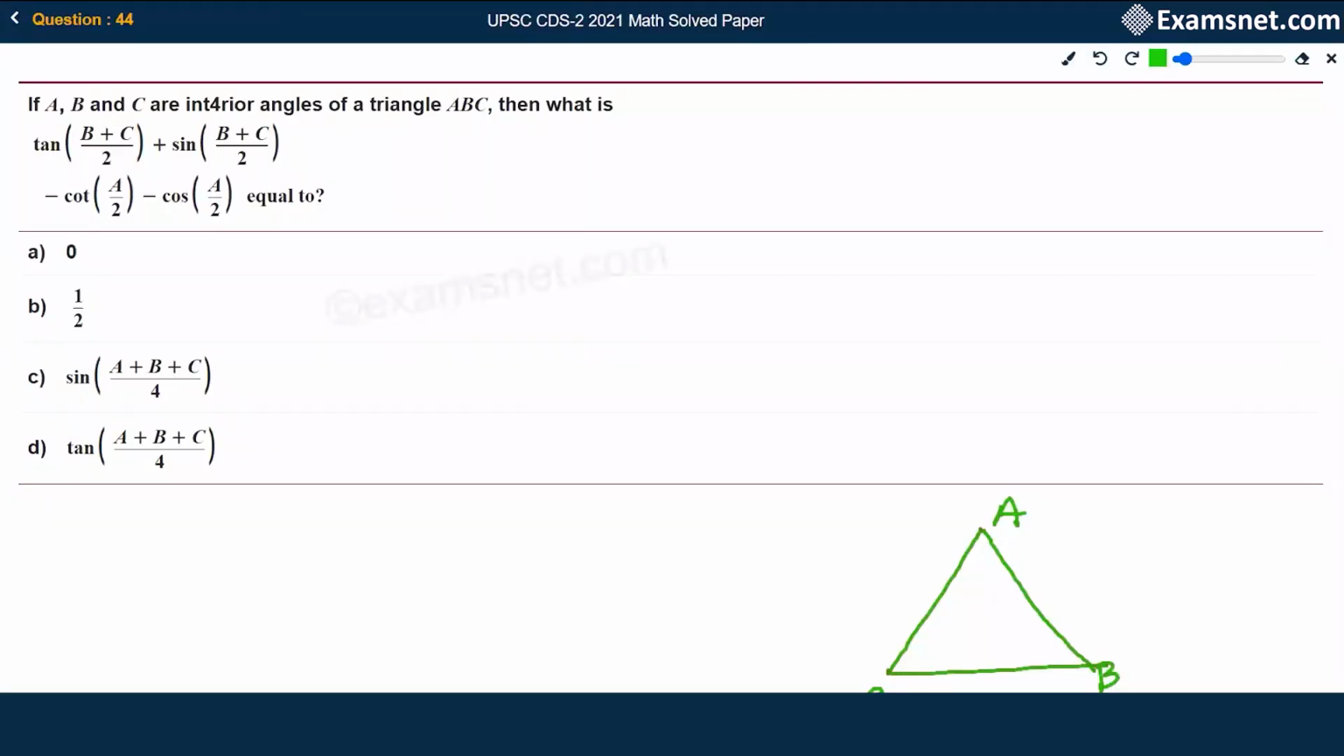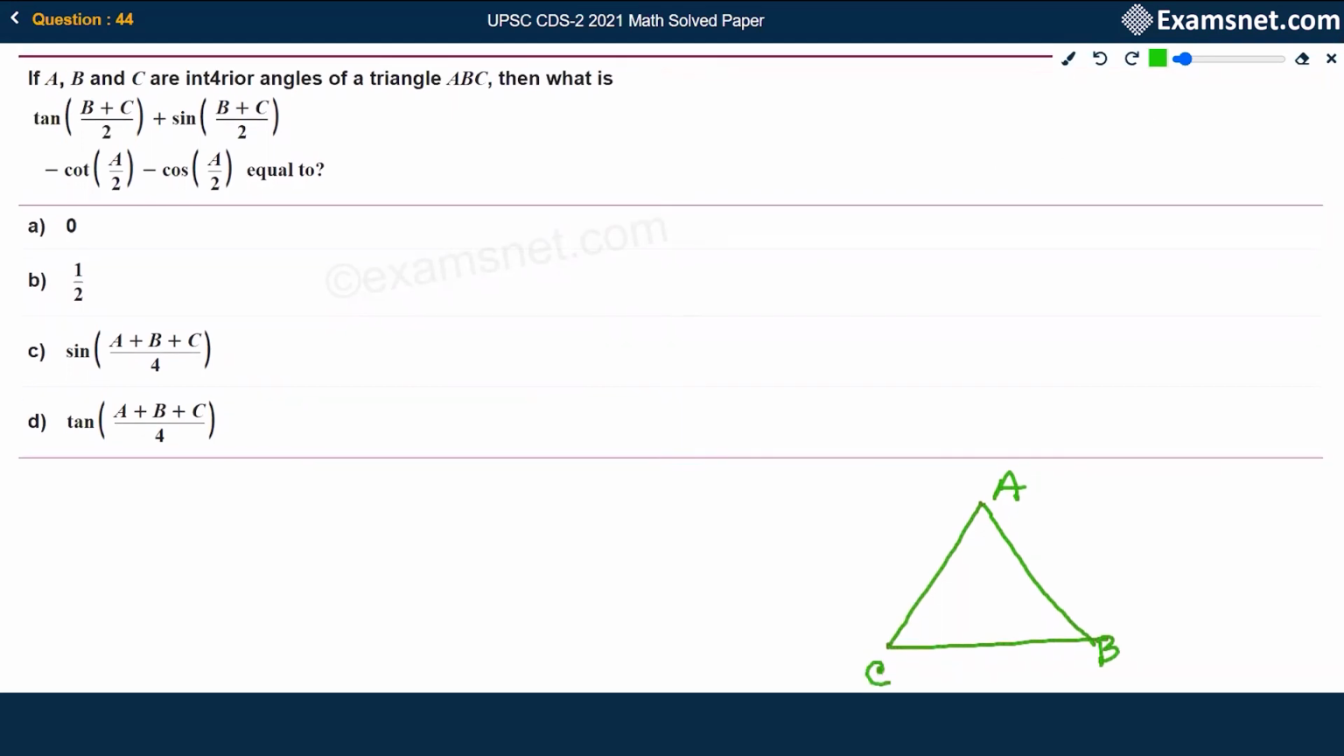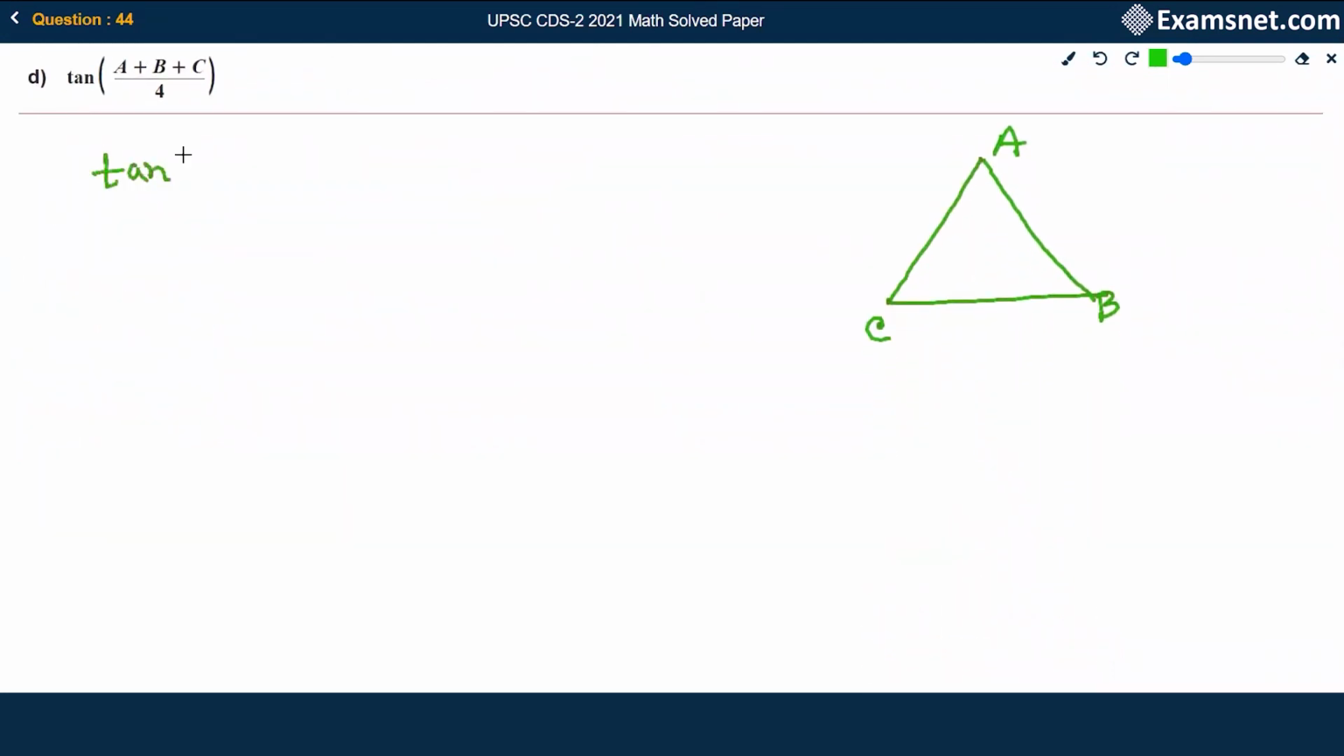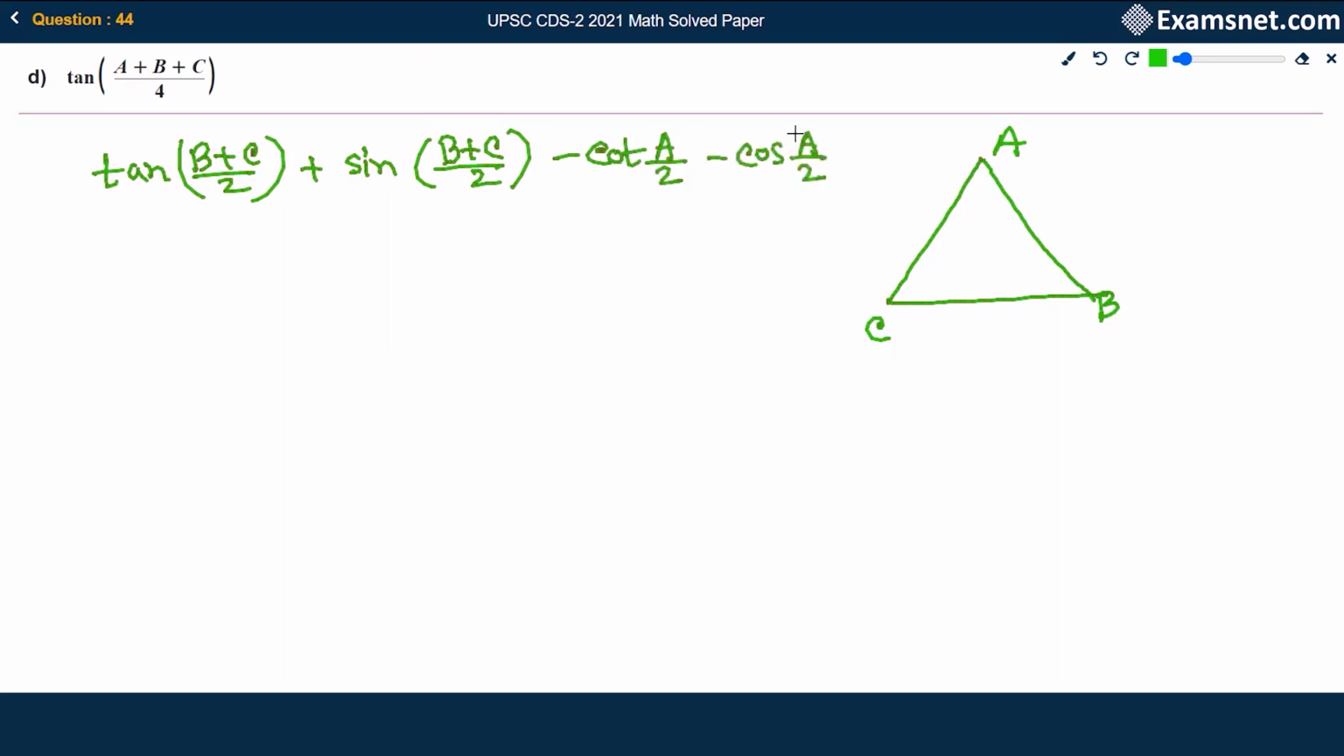In question number 44, it is given that if A, B, and C are interior angles of triangle ABC, then what is tan of (B plus C) by 2 plus sine of (B plus C) by 2 minus cot of A by 2 minus cos of A by 2 equal to? So let me first write the given expression, that is tan of (B plus C) by 2 plus sine of (B plus C) by 2 minus cot A by 2 minus cos A by 2.